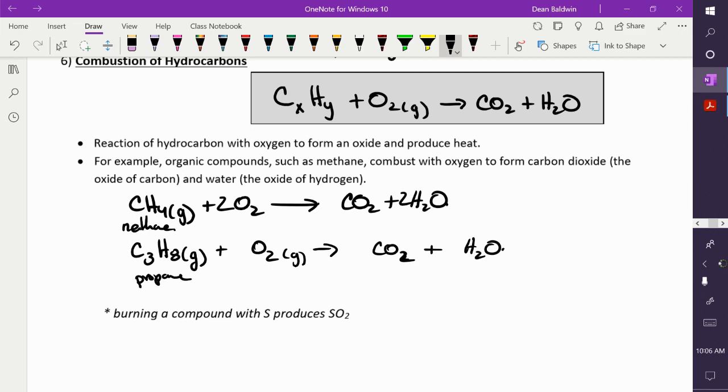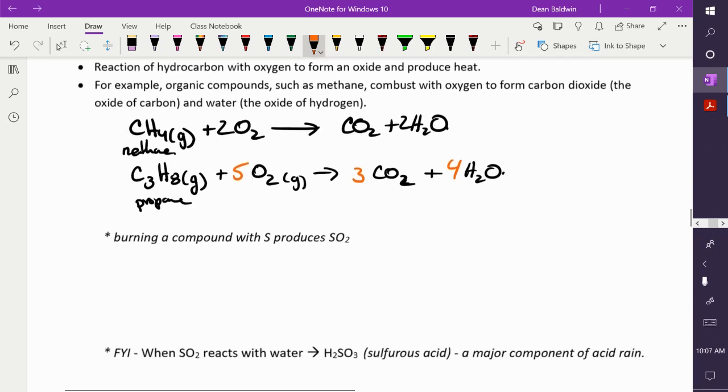I have 3 carbons on this side, so I need 3 carbons there. I have 8 hydrogens, so I put 4 there. And then check the oxygens. So 4 oxygens plus 6 is 10. So I need to put a 5 there. So you can see the products are always the same, but we get more carbon dioxide and more water produced when you burn propane, which makes sense because there's more hydrogens in there.